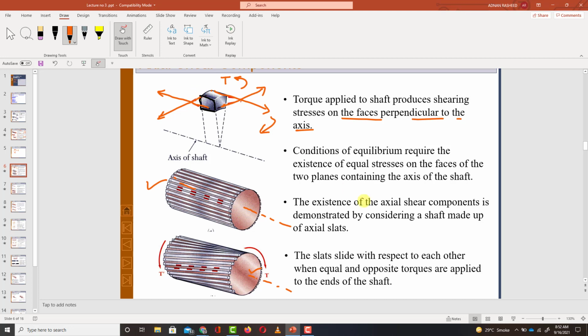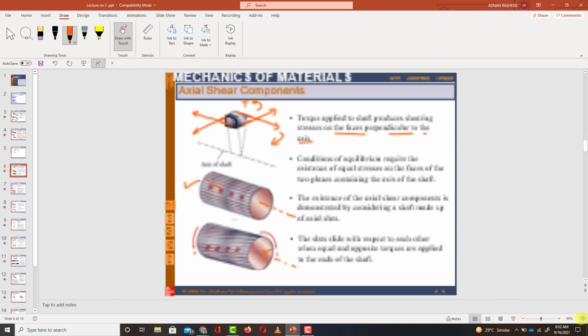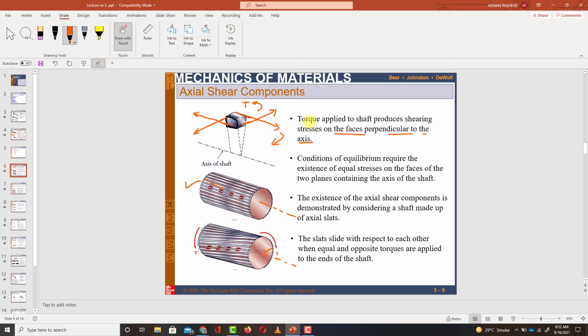From this slide we conclude that torque applied to the shaft produces shearing stress on the face perpendicular to the axis, and due to this, for the body to be in equilibrium, the faces that are parallel to the axis of the shaft also experience shearing stresses.